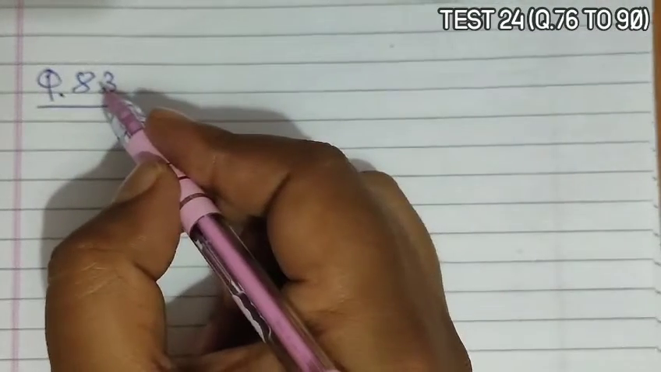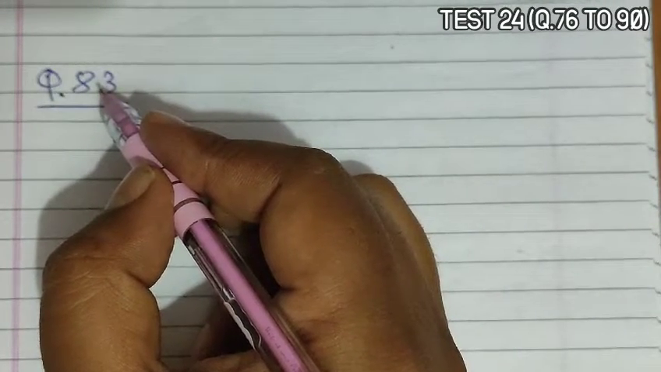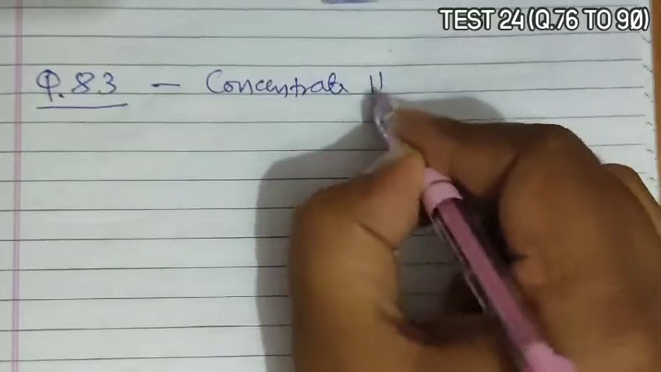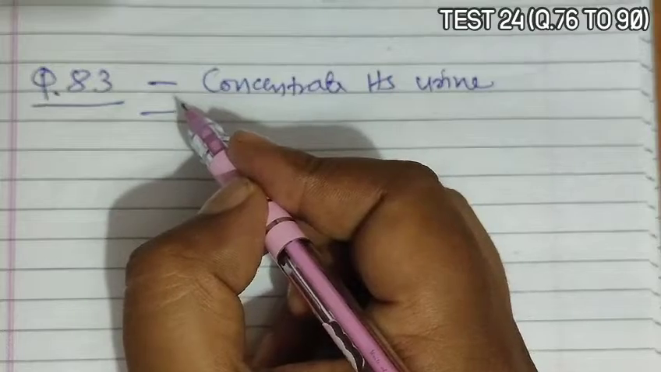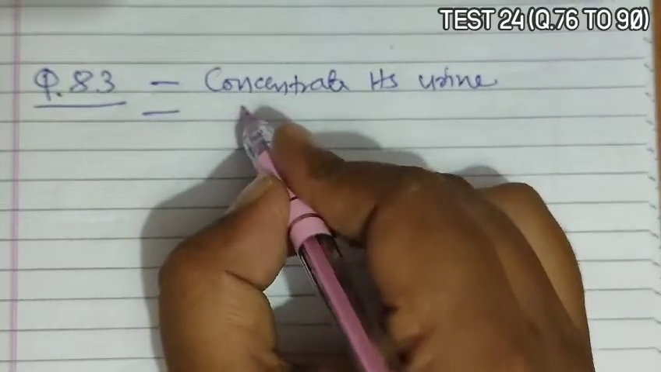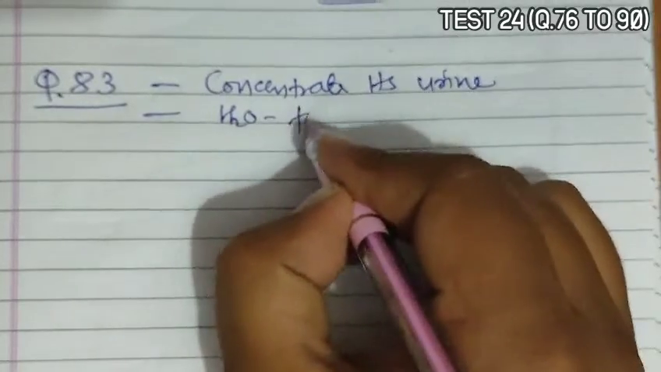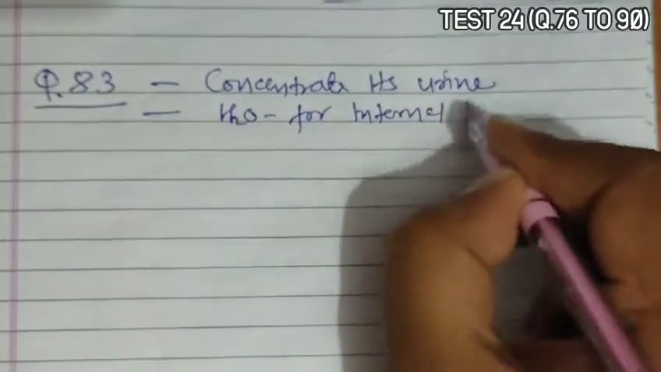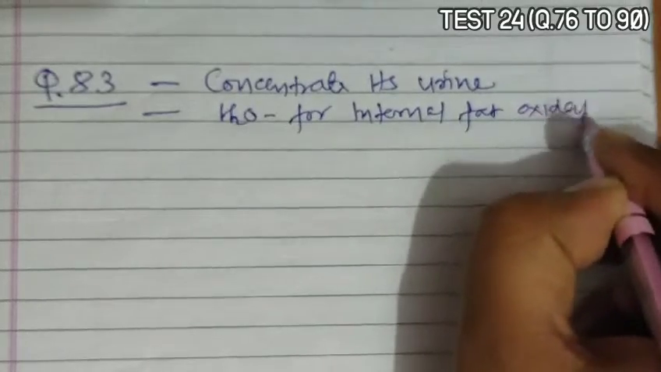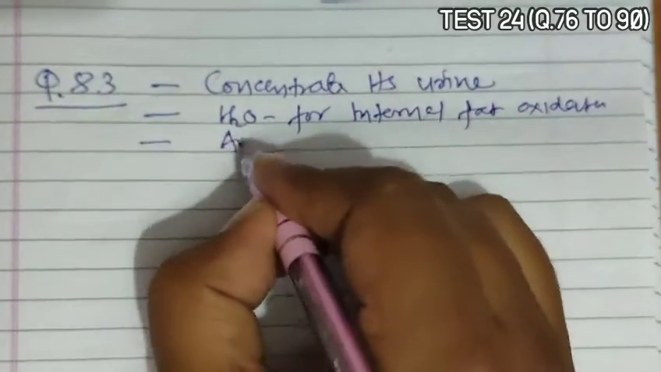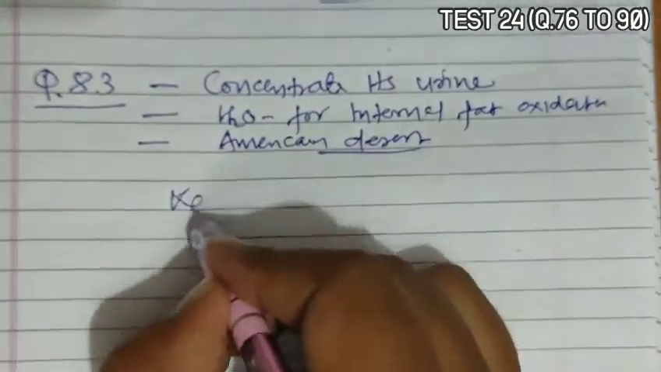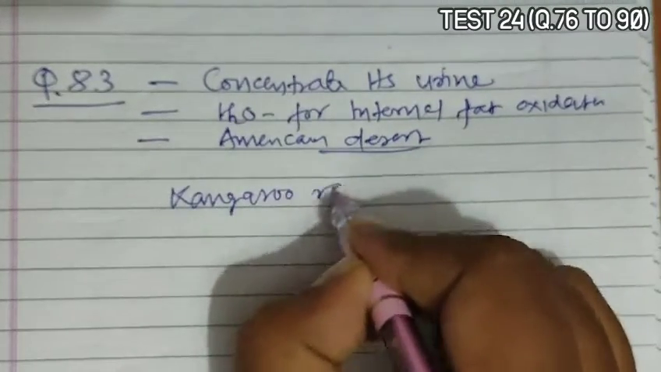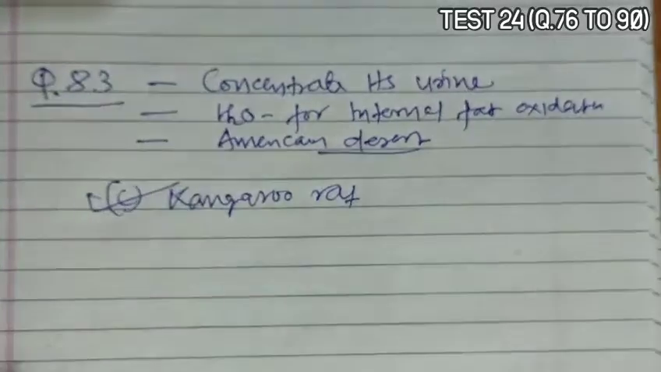Question 83 gives statements: it has the ability to concentrate its urine, and it provides water requirement for its internal fat oxidation. This concentration of urine provides water for internal fat oxidation, and it is present in the American desert. Obviously these characteristics are completely correct for the kangaroo rat. So option C is the correct answer.